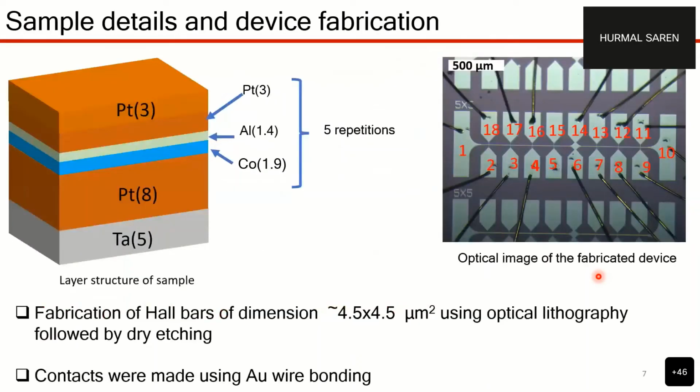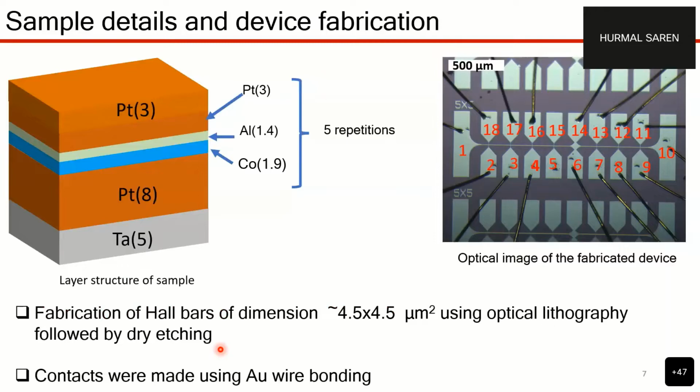Okay. So these are the sample details. We have got it from the CNRS college. This is basically a trilayer structure of platinum, aluminum, cobalt, which has high repetition. And this is the fabricated device using optical lithography. The contacts are made by gold wire bonding. We have done most of the measurements on this kind of sample geometry.